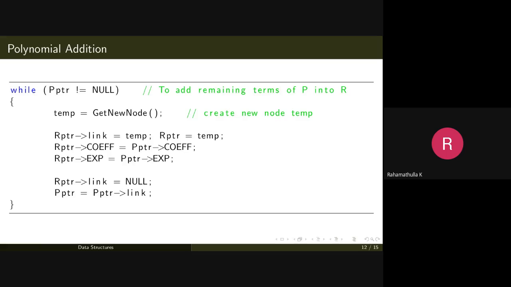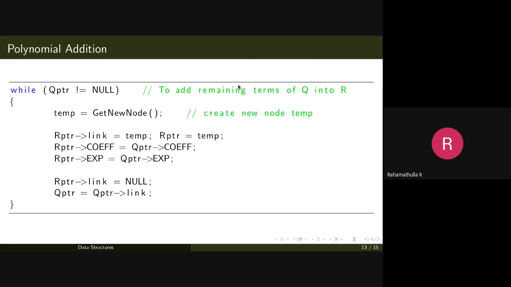So while pptr is not equal to null, the meaning is that in the previous while loop the polynomial q has been exhausted. So pptr not equal to null, then you take each of the terms in the polynomial p and copy into the resultant polynomial till you get a null pointer. So all the remaining terms will be copied.